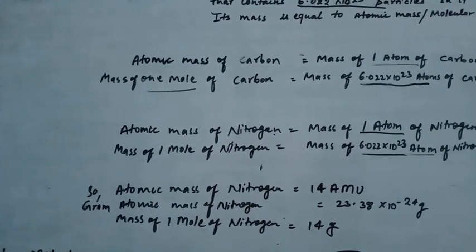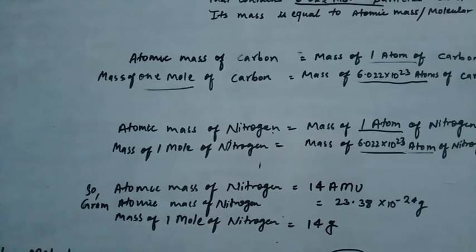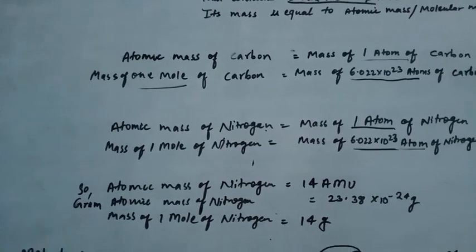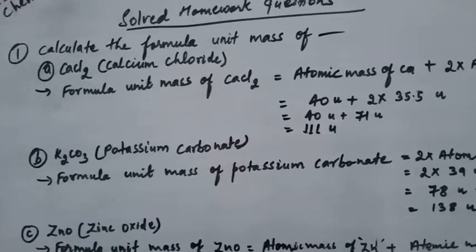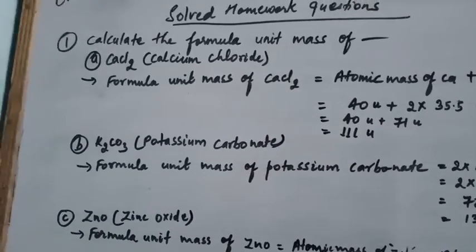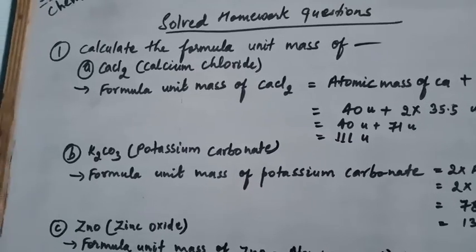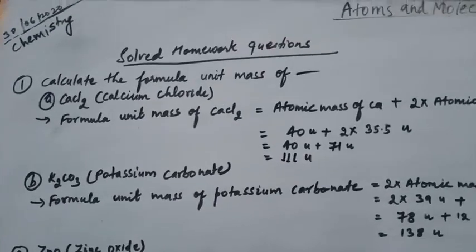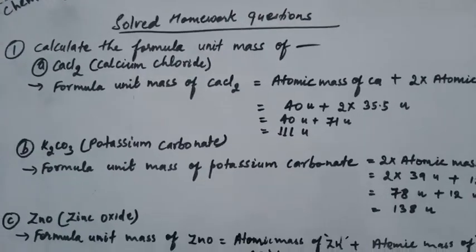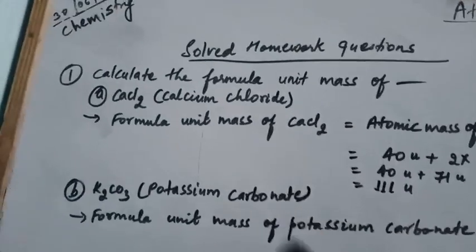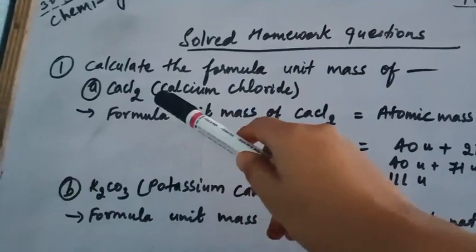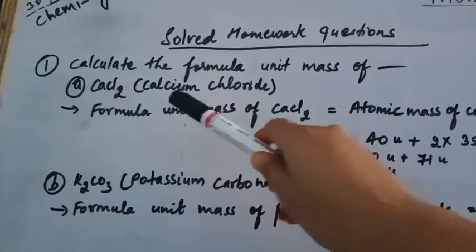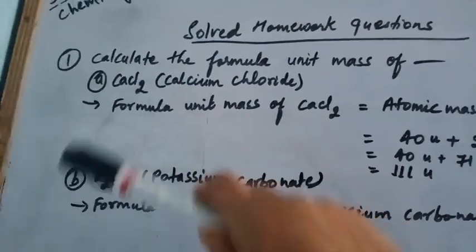Now we will see the solved questions of the assessment given to you in the previous classes. We will see the questions which I have solved now. You just see whether you have done correct or not. Just recheck your answer. Calculate the formula unit mass of calcium chloride. So the calcium chloride formula is CaCl2.